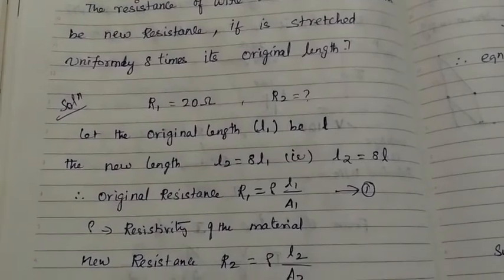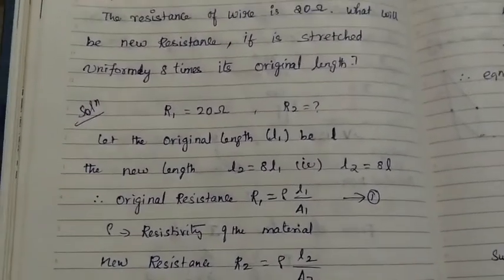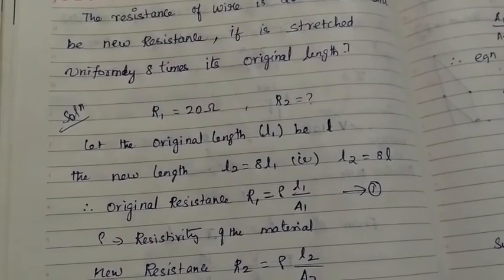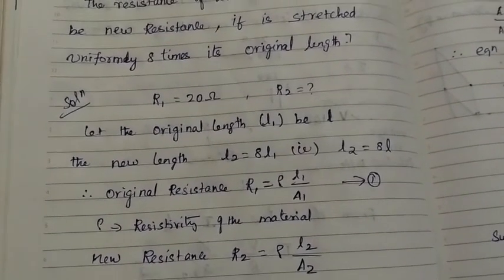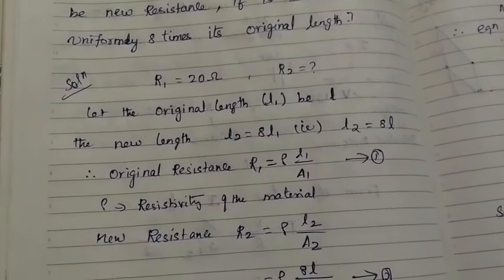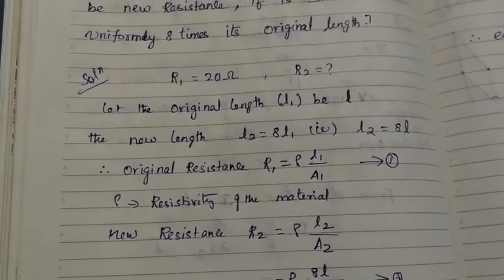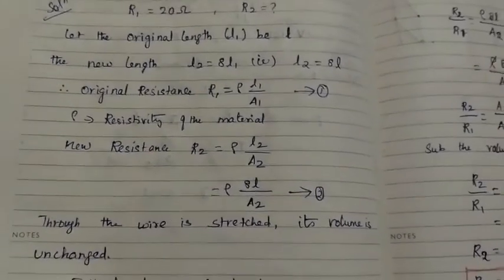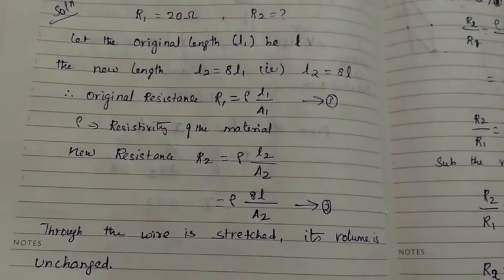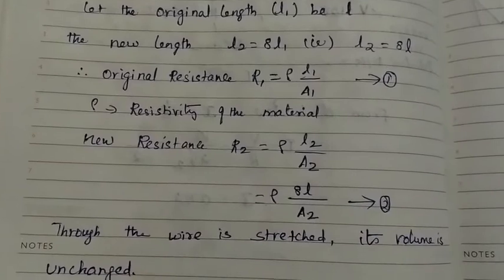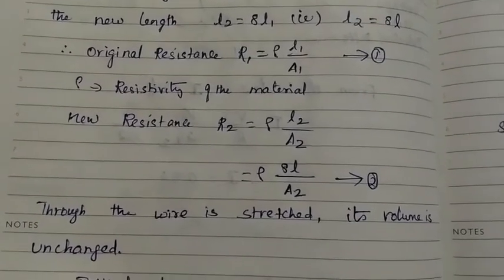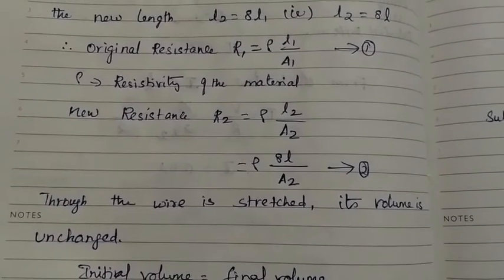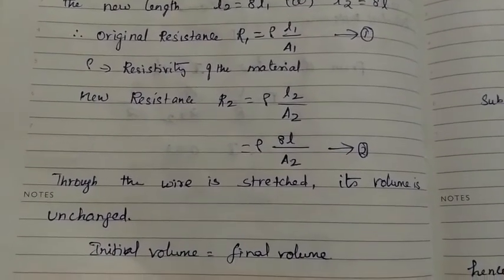We have to apply the resistance formula. The original resistance R1 is equal to rho into L1 divided by A1. This is the first equation. Rho is the resistivity of the material. The new resistance R2 is equal to rho into L2 divided by A2, that is, rho into 8L divided by A2. This is the second equation.